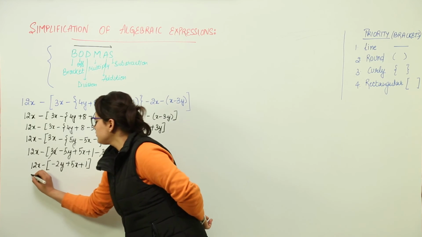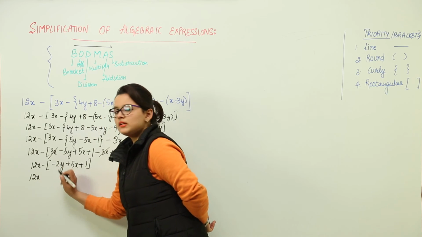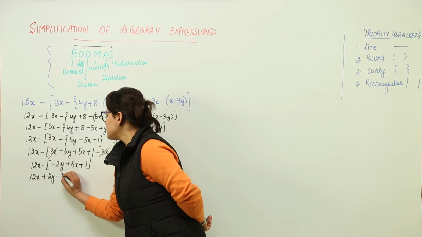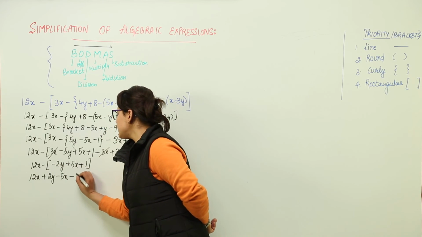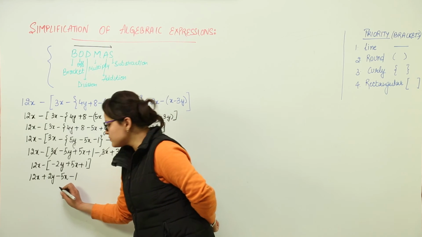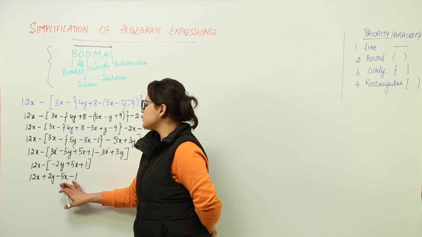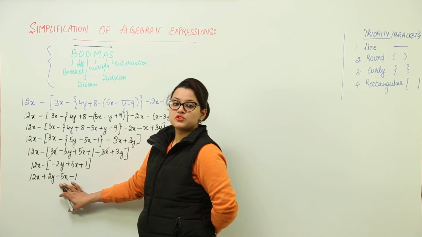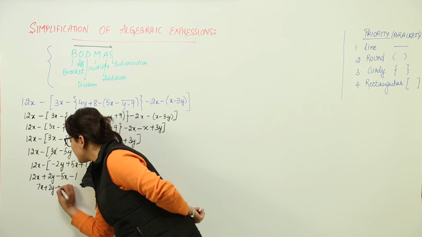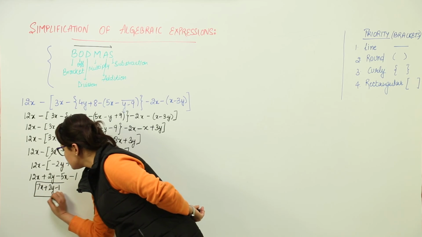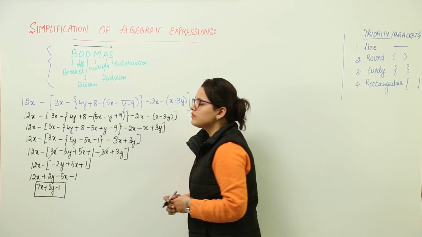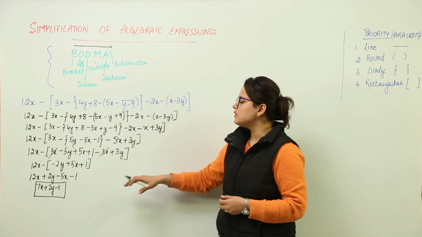So now the final step would be 12x, opening the brackets, that would give us minus minus plus 2y minus plus minus 5x and minus plus minus 1. So what do we have now? 12x and minus 5x are like terms, we can solve them. What is 12x minus 5x? That makes 7x. So we write 7x plus 2y minus 1 as the final answer. Reason being, now we have unlike terms in the expression which cannot be solved any further, so we'll leave it as it is.